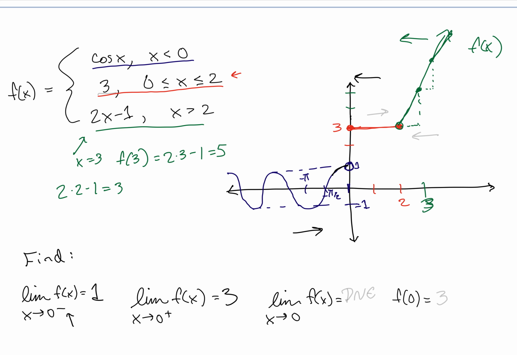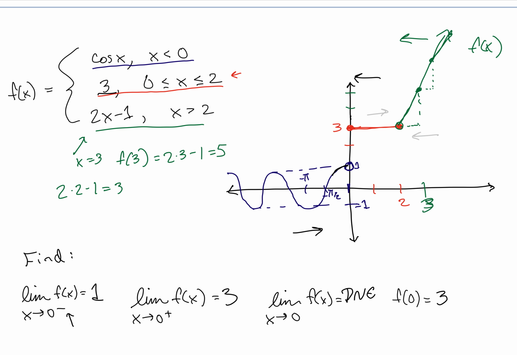And then we see that the limit as x approaches 0 of f of x overall does not exist because the right and left-hand limits are not equal. There's no one value being approached by the function as x approaches 0. And finally, the actual output f of 0 is equal to 3. The function is defined as f of x equals 3 at that point.